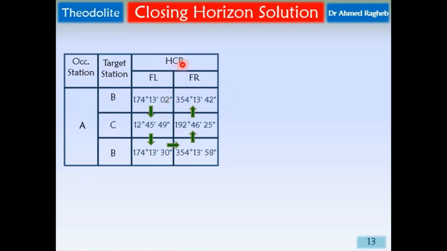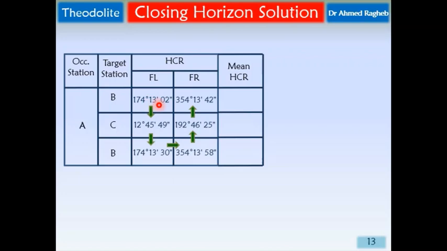We have HCR in face left and face right, so we need to calculate one value for the HCR. We're going to calculate the mean value of the HCR, or mean HCR. We're getting the mean for the error due to human errors or instrumental errors or whatever. So the difference between 174 and 354 is not an error. The difference between them should equal 180 degrees. Minutes is the same, seconds are different due to human error after he pointed out to all these points and returned back again. So we're going to choose either the angles of the face left or face right.